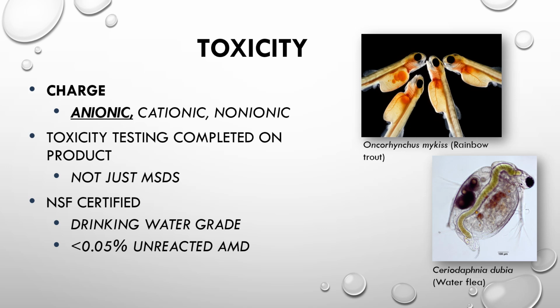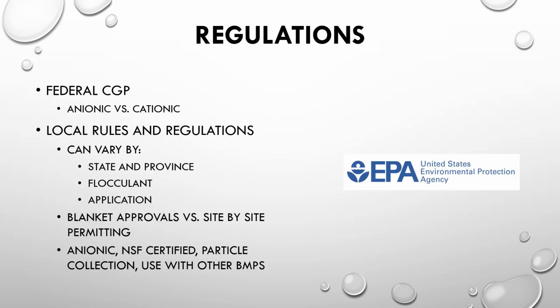Again, most states and the federal EPA are going to require you to use a drinking water grade polymer for environmental applications. The way you can check that is an NSF 60 standard certification, which means that polymer has been tested to make sure there aren't a lot of impurities, and it's going to be safe for people and safe for aquatic water systems. So once we've done that, we've determined that we have a safe material.